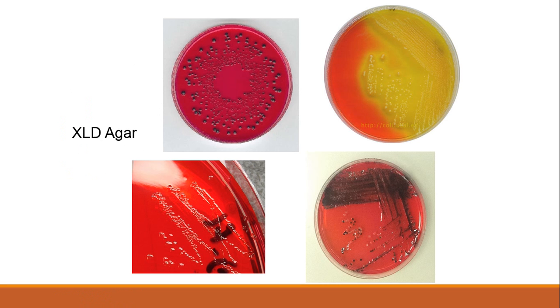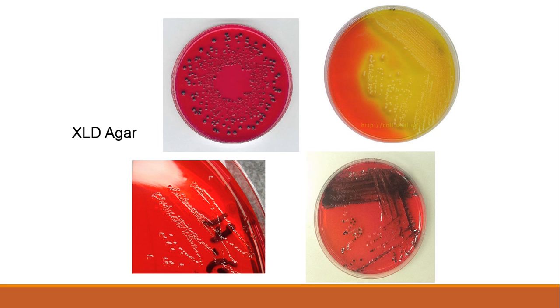I got a picture here. See how it's nice and red media? Clear colonies, but this is an H2S positive organism, so the centers have turned black. What about this one? Should we work that organism up? Is it a possible pathogen? Is it fermenting the sugars on this agar? No. So it's a possible pathogen. Could be Salmonella, could be Shigella. So we would have to do some more testing to rule that out. What about this one? Is that a pathogen or a non-pathogen? Non-pathogen because it's not colorless. It's clear, or it's yellow, excuse me.